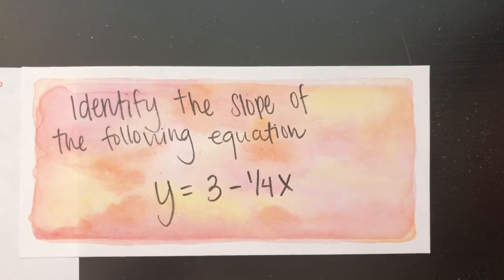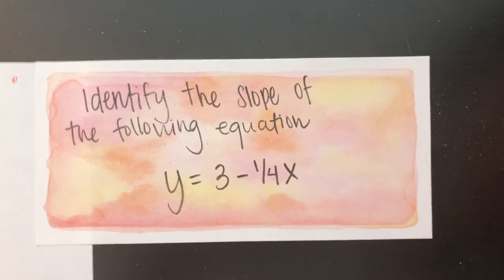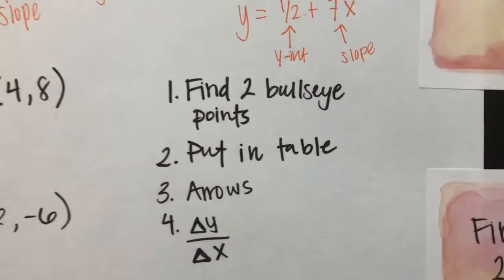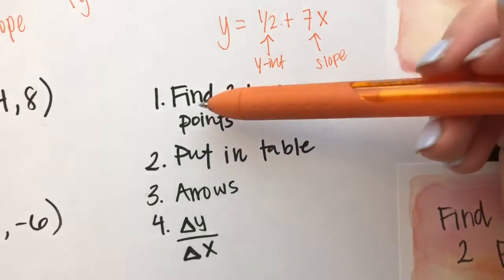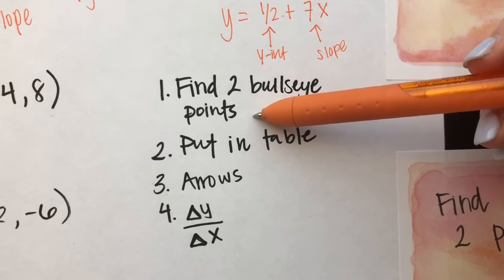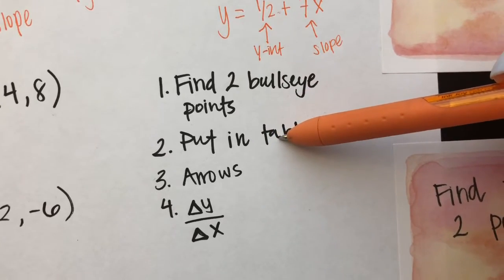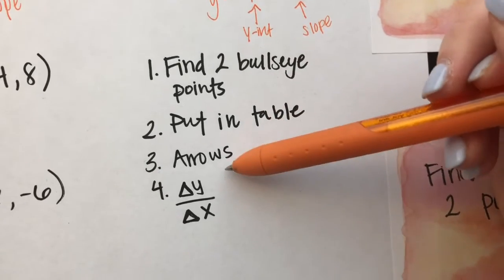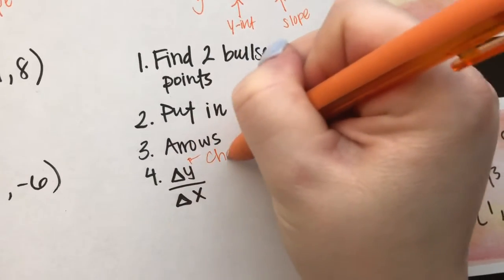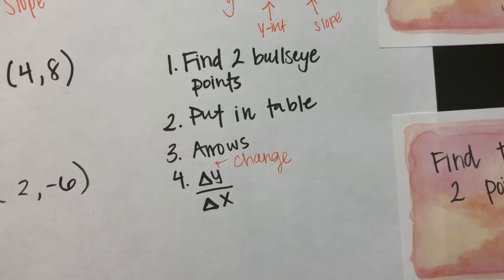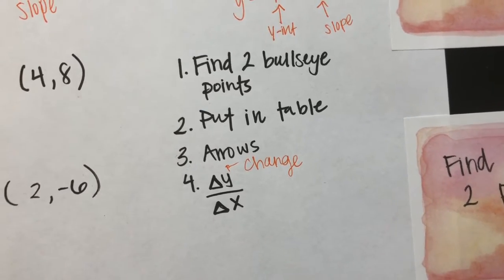Now we're going to move on to how you actually calculate slope. So we're going to come over here. So there's actually 4 steps to calculating slope. The first is we're going to find 2 bullseye points. The next thing we're going to do is put it in a table, draw our arrows, and find delta y over delta x. And we know that delta just means change. Okay, so we're finding the change in y over the change in x.